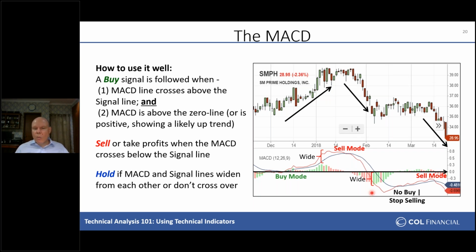So as long as the wideness is showing here, that means this could continue to go down. And you can see that's why from this wide space here, the prices continue to go down. Took a pause, rebounded, and then continued to fall nevertheless. So here the MACD could have proven to be quite a useful tool to gauge that condition.